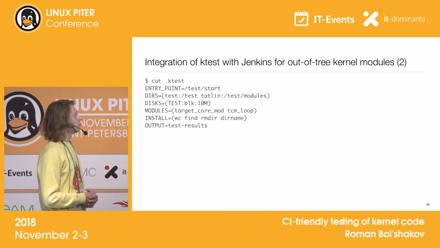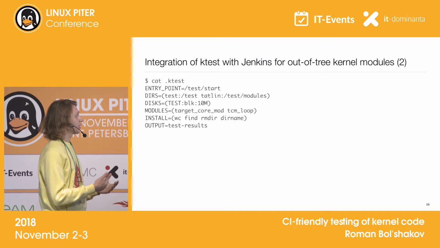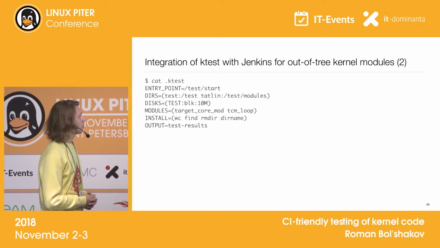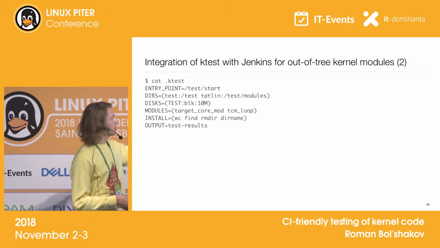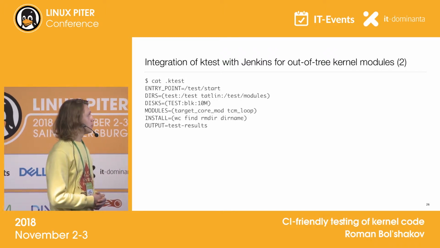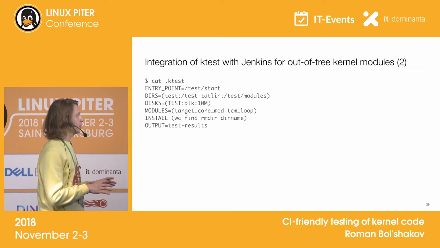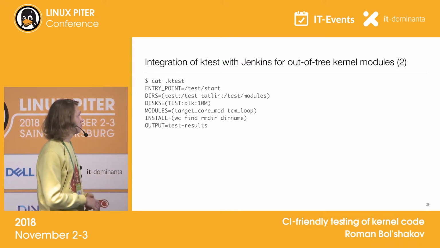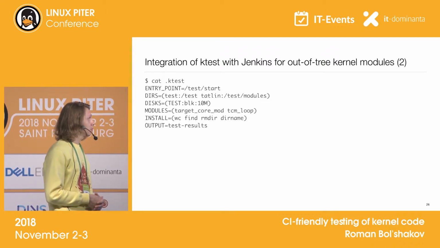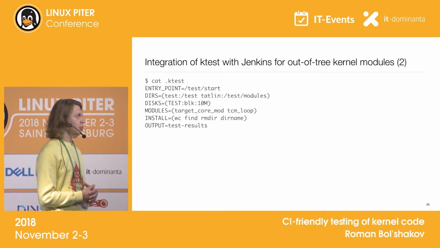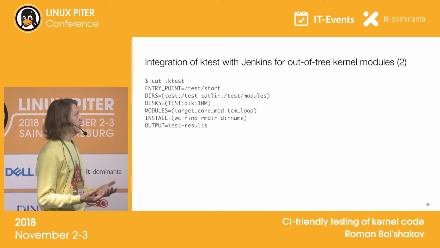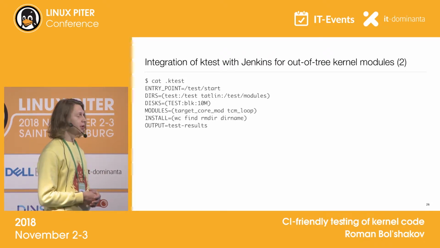This is how a configuration file of KTest could look. We have an entry point. Then we do snapshots of directories. We create a scratch disk of 10 megabytes. That is a virtual block disk from the virtual machine. It can be easily found by a serial number.